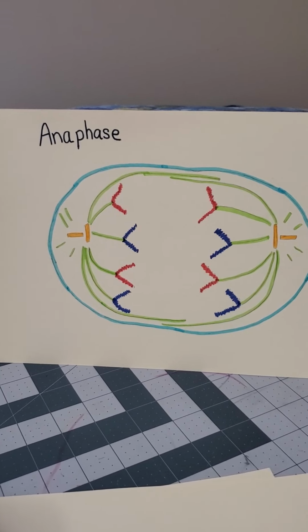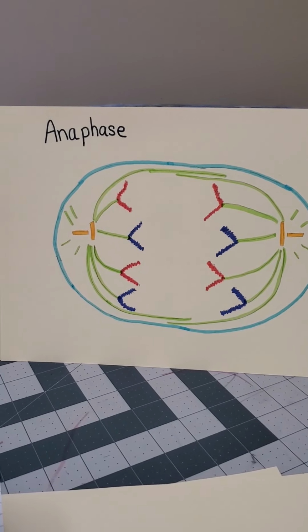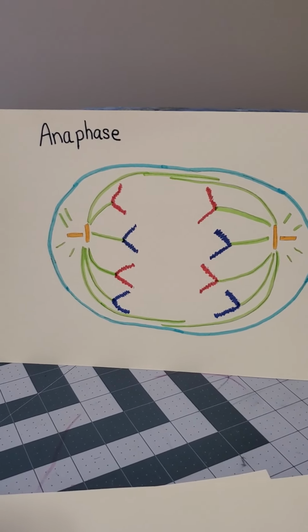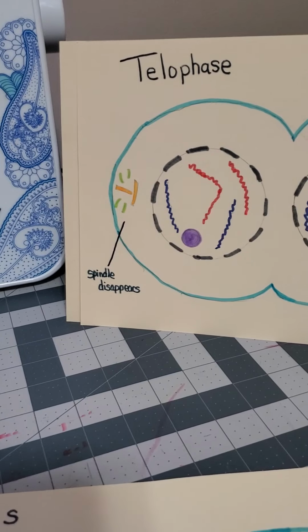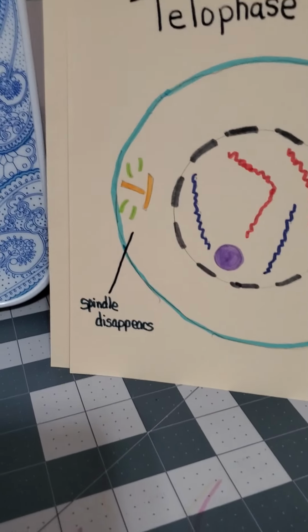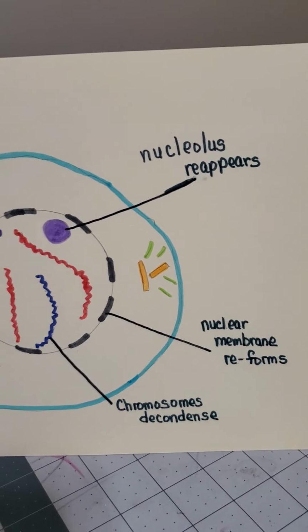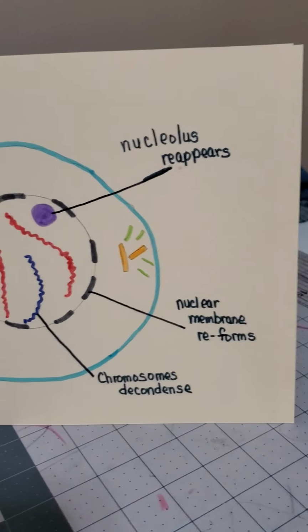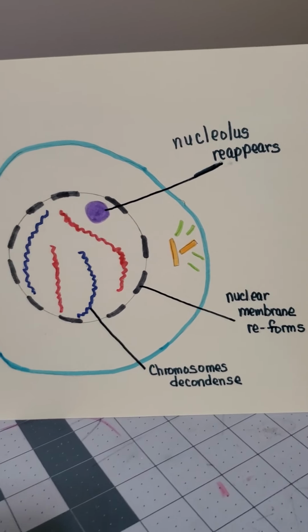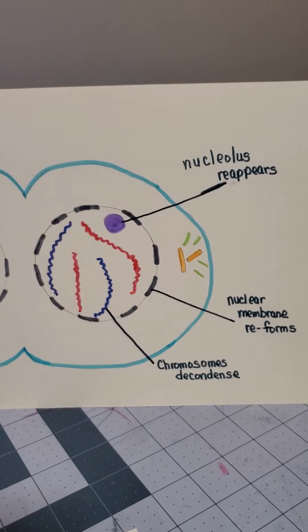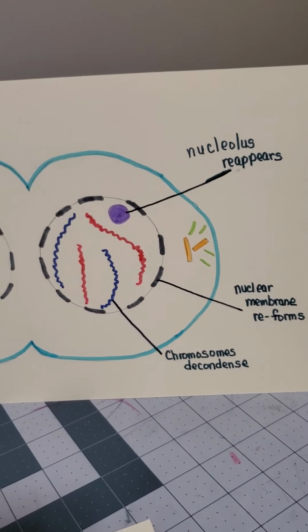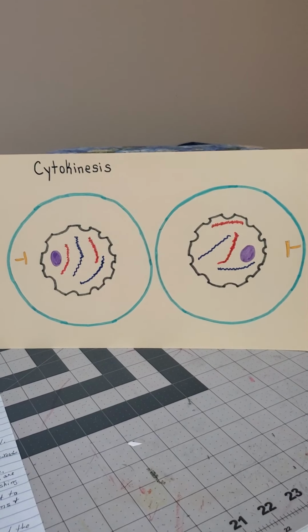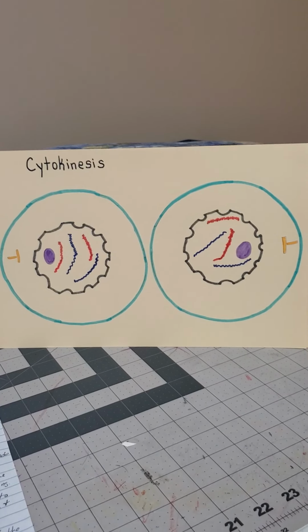The next phase is anaphase, and this is when the sister chromatids separate and are pulled to opposite ends of the cell. The next phase is telophase. According to nature.com, this is when the spindle disappears, the nucleus reappears, the nuclear membrane is starting to reform, and chromosomes decondense. And the last phase is cytokinesis.